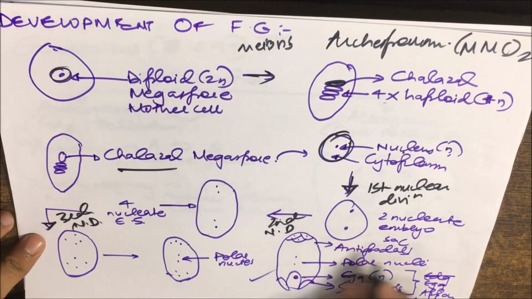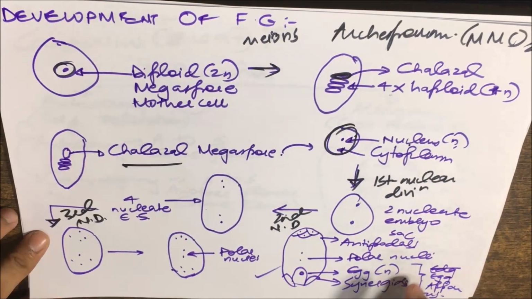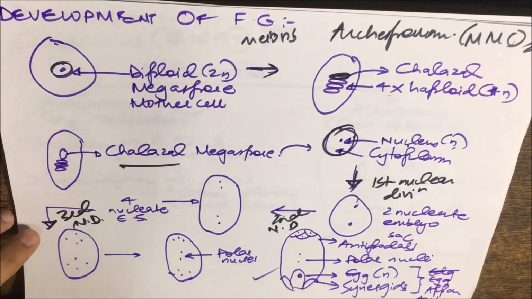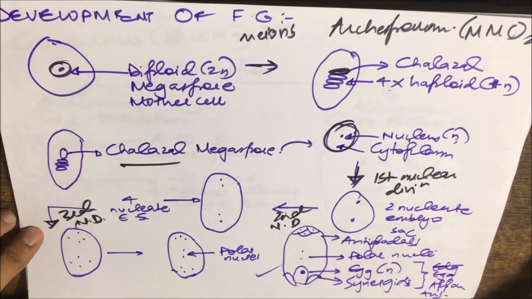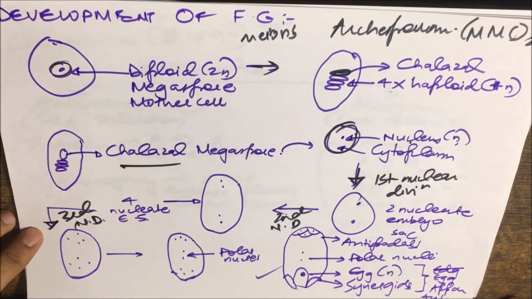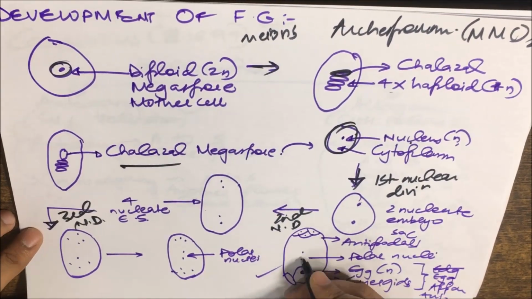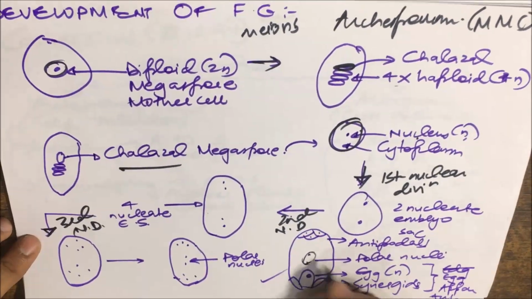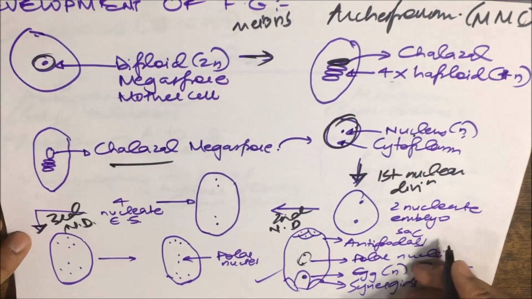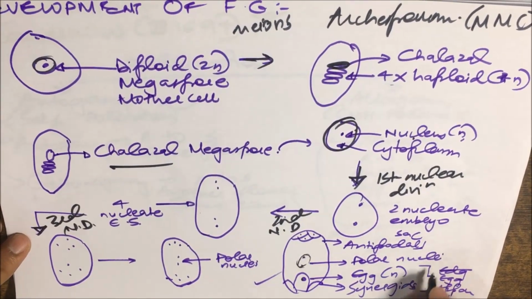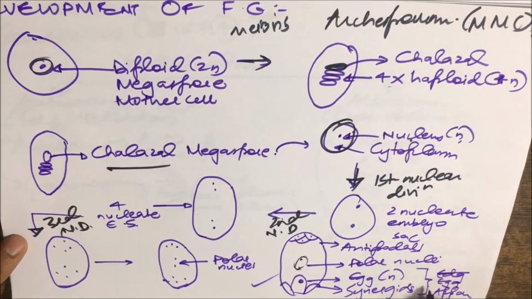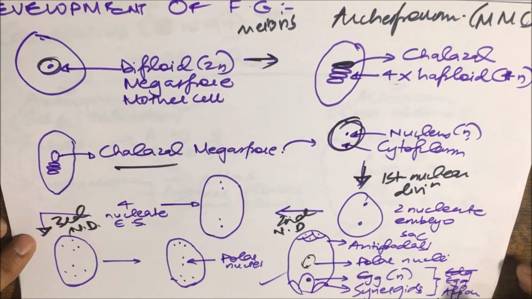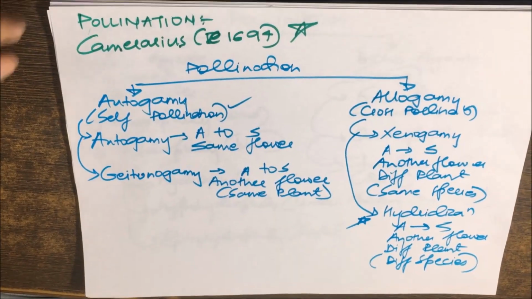The chalazal nuclei then assemble to form the antipodals, while the ones near the micropyle show presence of an egg nucleus at the center, surrounded by the synergids. The polar nuclei remain in the center, which before fertilization combine to give rise to the secondary nucleus. So this is what the embryo sac or the female gametophyte basically looks like, with the egg and the synergids forming the egg apparatus. We will be studying about pollination.